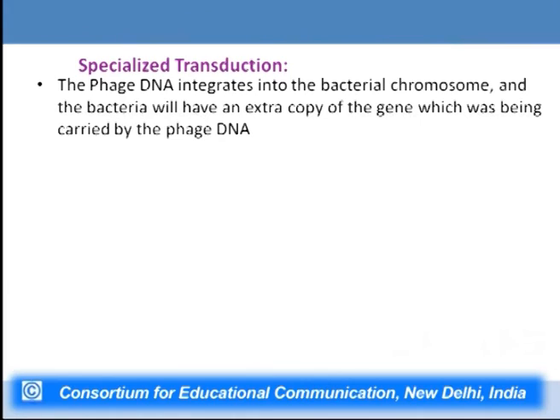The phage DNA integrates into the bacterial chromosome, and the bacteria will have an extra copy of the gene which was being carried by the phage DNA. This individual with partially diploid condition is termed a heterogenote because it contains 2 copies of some genes. Not all the genes are present in 2 copies, only the genes which are being brought by the transducing DNA are present in 2 copies in the bacterial chromosome, and that is why it is a partially diploid condition and termed a heterogenote.